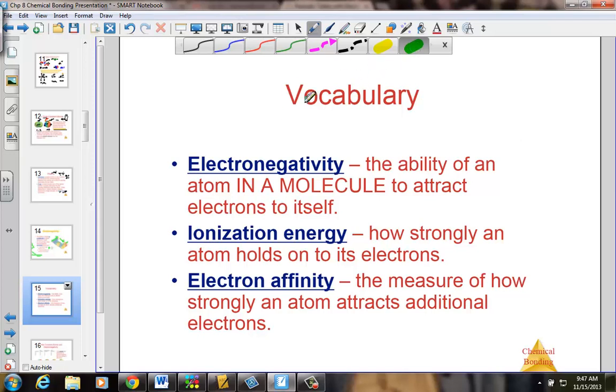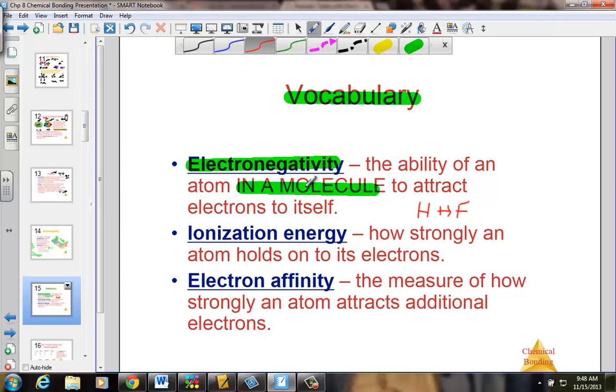Let's review some important vocabulary. Coming back from Chapter 7, we had some periodic trends. And in Chapter 8, we're introducing a brand new word called electronegativity. This is the ability of an atom in a bond, in a molecule, to attract electrons to itself. So if I were to consider HF, fluorine is more electronegative than hydrogen. Fluorine distributes the electron density towards itself, pulling the shared electron pair away from hydrogen, but it's clearly staying in the molecule.